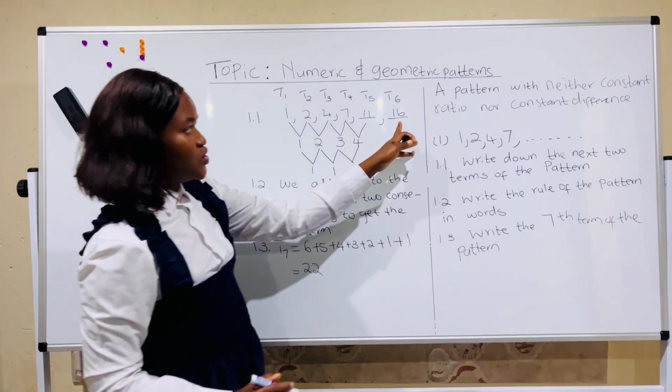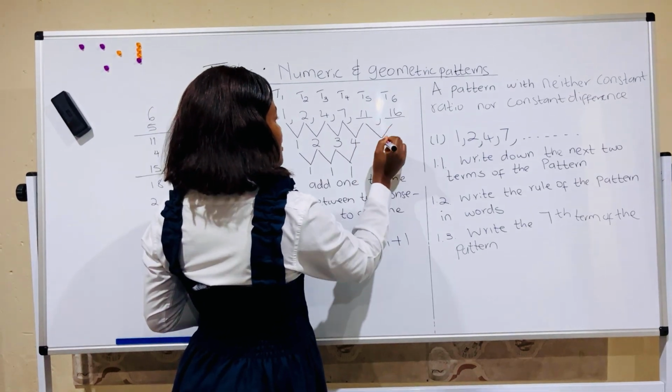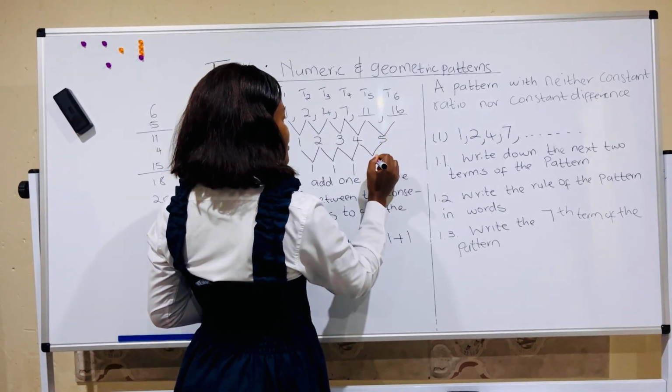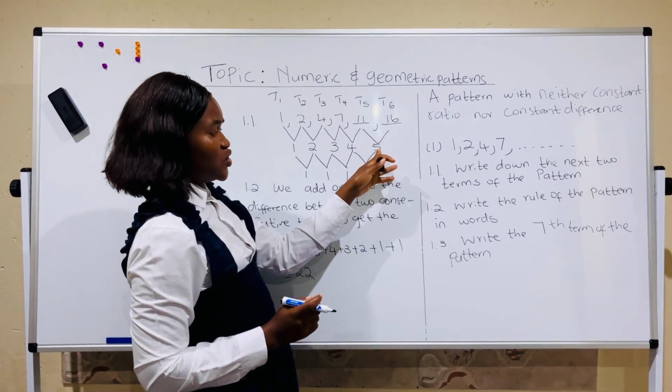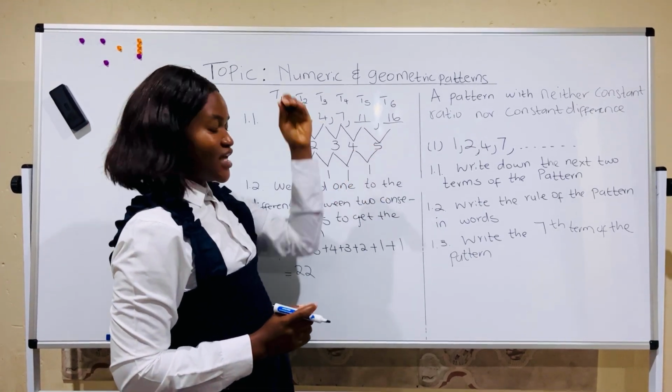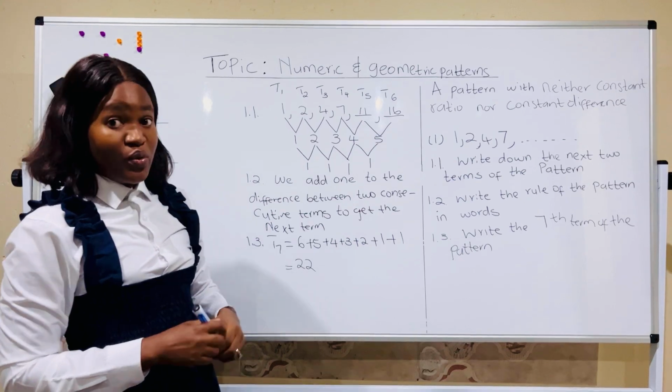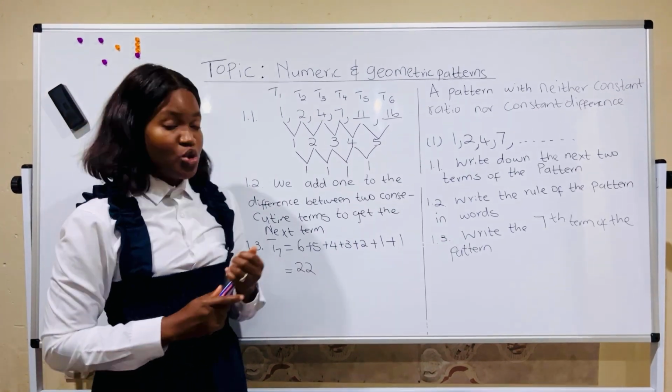So we can also do it here. By doing it here, we know it's going to be plus 5 and then plus 1. So 16 plus 5 is going to be 21, and then plus that 1 extra that we always add, it's going to give us 22.